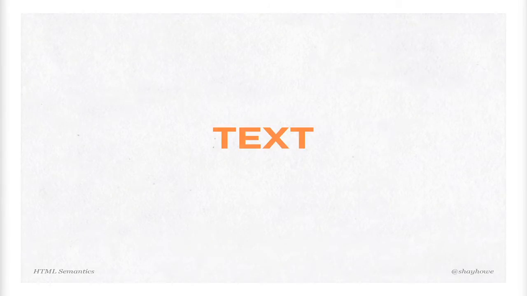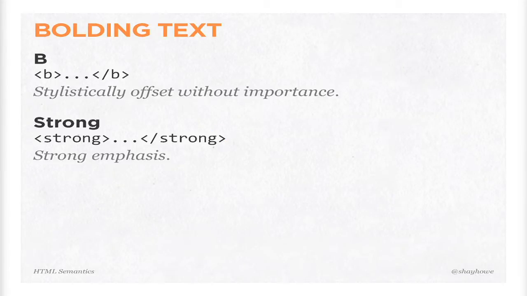So text. Now that we know how to basically structure the page, looking at text in general, there's a couple different ways we can bold text, for example. And each way you bold text actually has a little bit of a different meaning. Simply to set your text as stylistically offset, you can just use the bold element, this B that we see here. But if we want to give that text a little more emphasis and make that more important to a user, we can use the strong element here. And that's basically saying, hey, we want to place strong emphasis on this text inside here.